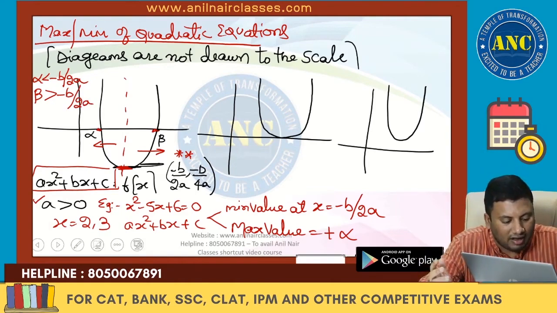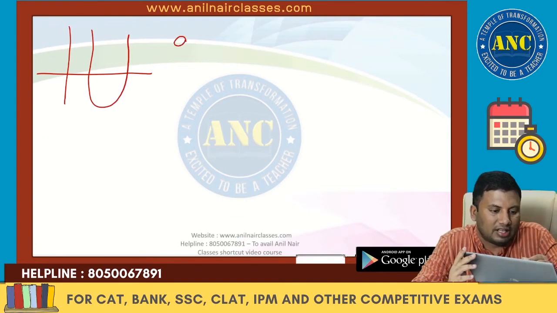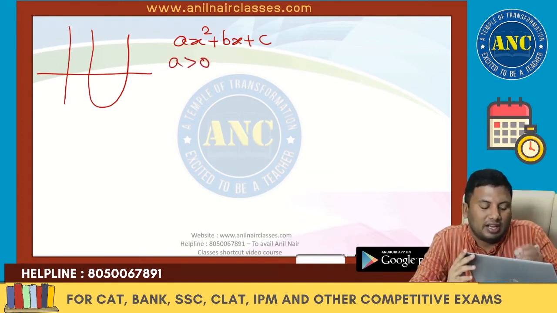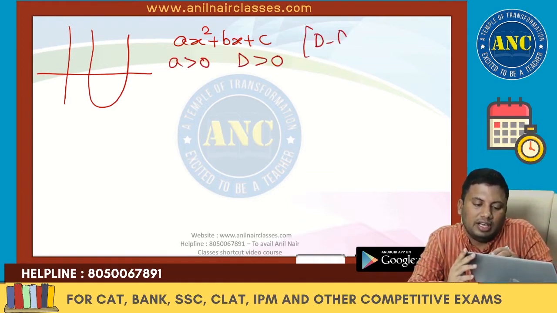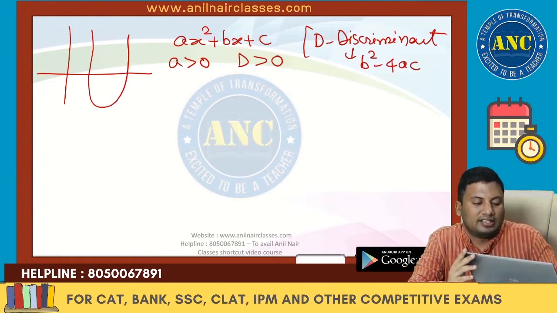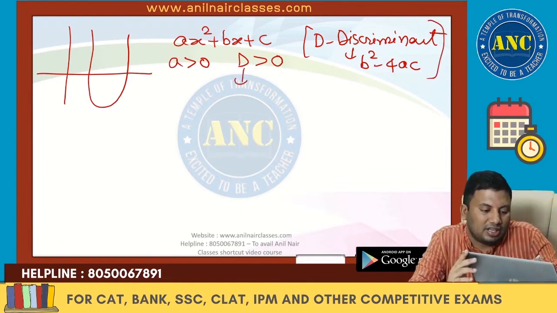So what is this graph? This is the graph for ax square plus bx plus c, with a greater than 0 and discriminant greater than 0. D is called the discriminant. The discriminant for a quadratic expression is b square minus 4ac. If the discriminant is greater than 0, I will get real and unequal roots.